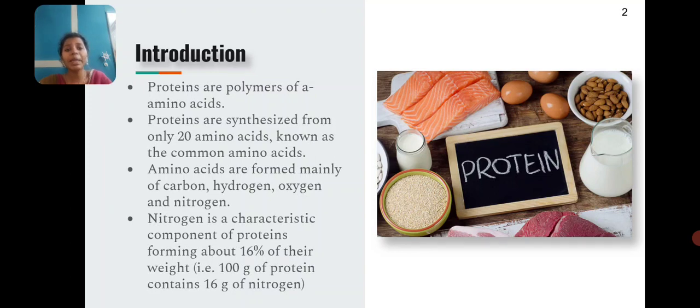Amino acids are mainly formed of carbon, hydrogen, oxygen and nitrogen. Nitrogen is a characteristic component of proteins, forming about 16% of their weight. That is, 100 grams of protein contains 16 grams of nitrogen.